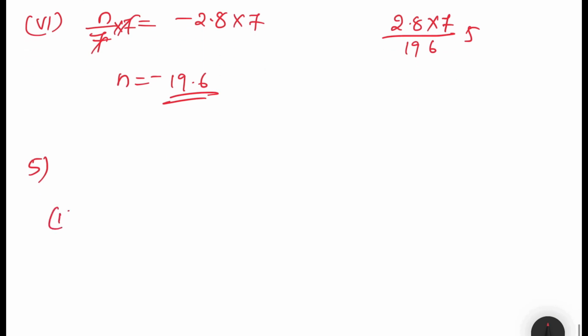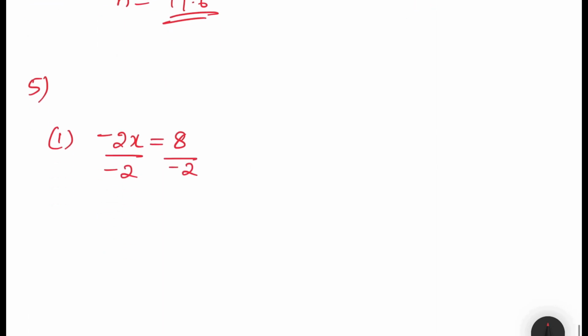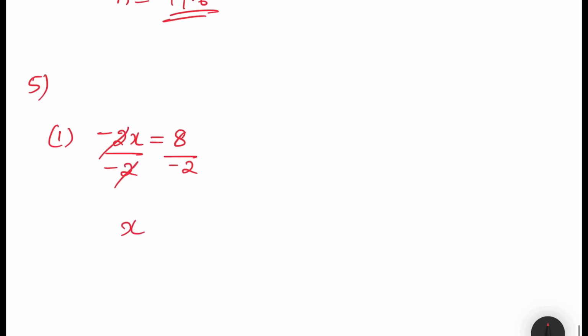Coming to the fifth main, solve. So again, in a similar way we have to do minus 2x equal to 8. So let me divide it by minus 2 on both the sides. So it's getting cancelled. Minus by minus is plus. x is equal to 8 by minus 2, which will give you minus 4.